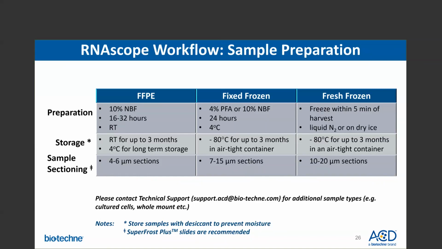For fresh frozen samples, we recommend freezing the tissues within 5 minutes of harvest using either liquid nitrogen or dry ice. And again, this can be stored for 3 months in an airtight container in a -80 freezer. And the sample thickness we recommend for fresh frozen is 10 to 20 microns. For additional sample types, if you're working with, say, cultured cells, cold mount, or other sample types, again, please contact technical support for further assistance.